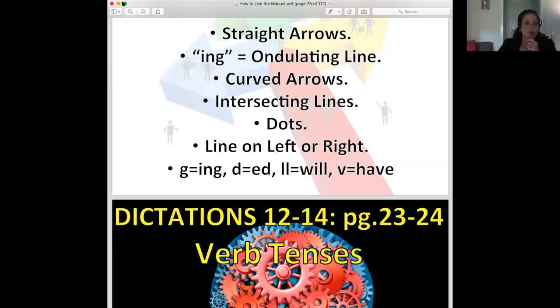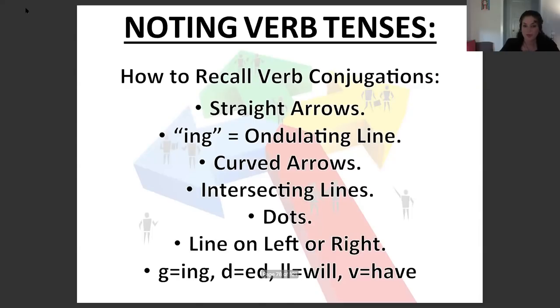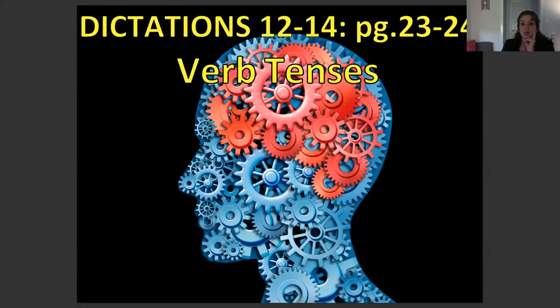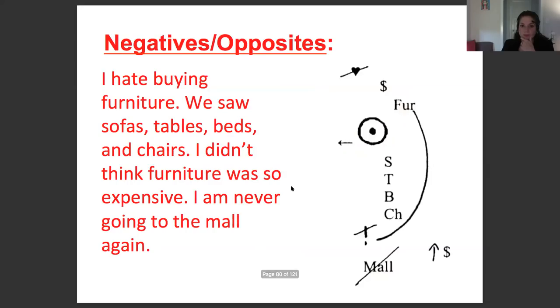So if you're learning this verb tense method, I want it to become automatic. And how does it become automatic? Through repeated practices. So you do dictations 12 to 14 on pages 23 to 24. Another technique that you're going to find in the manual are negatives and opposites. So when you draw one single diagonal line, it tells you that you're either doing a negative or you're doing an opposite. So if we use the heart for love, the heart with a slash is to hate.